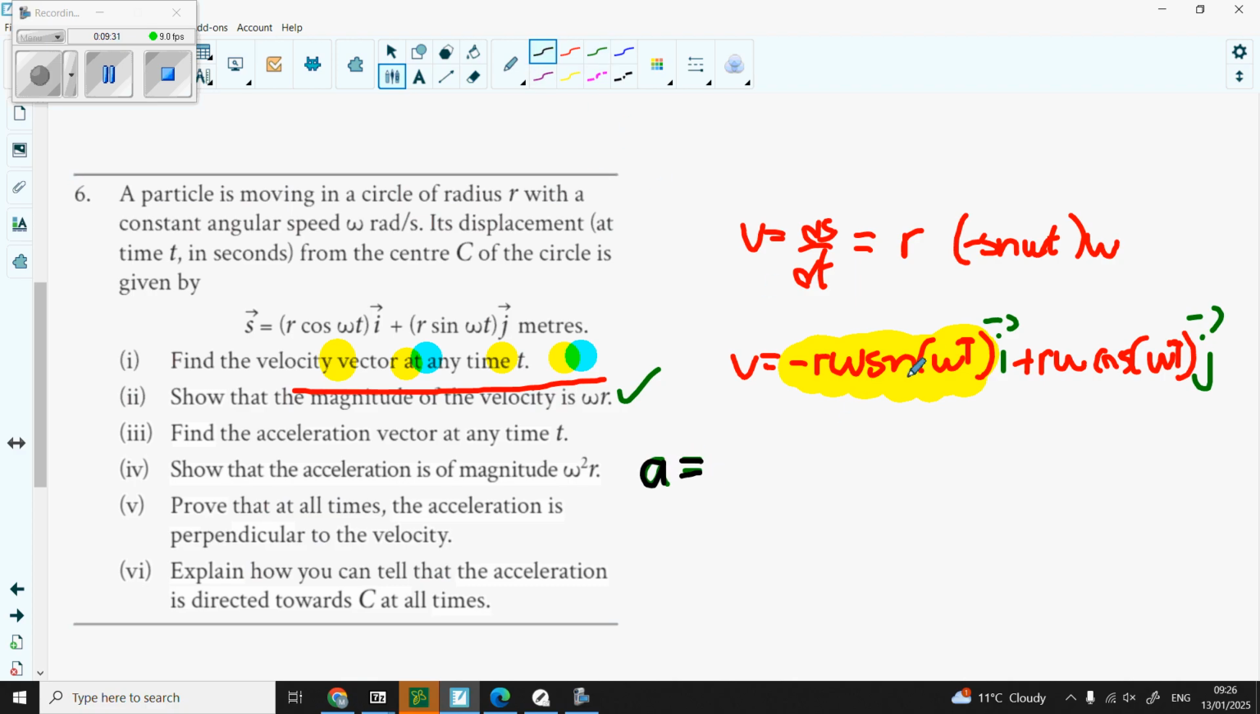So what are we looking at here? Sine turns into cos. Differentiate the angle, kicks out an extra omega. So it's going to be minus r omega squared cos omega t.